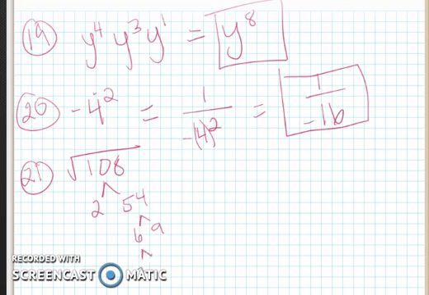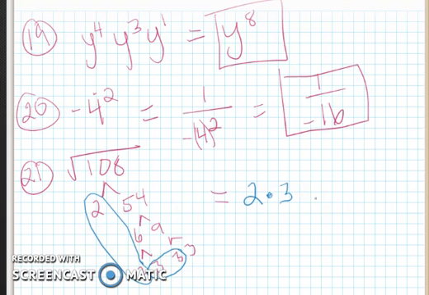Also, I remember that 6 is 2 times 3, and this is 3 times 3. Now I'm going to pull out doubles. When I square root, I can pull out doubles. So the doubles I can pull out are, I see 2 2's. So I can pull that out. I see 2 3's. Multiply, I can pull that out.